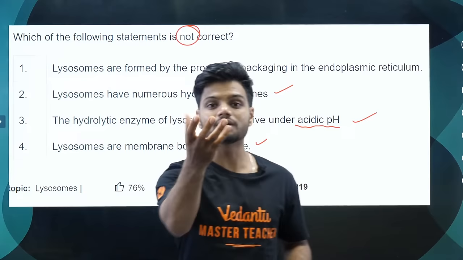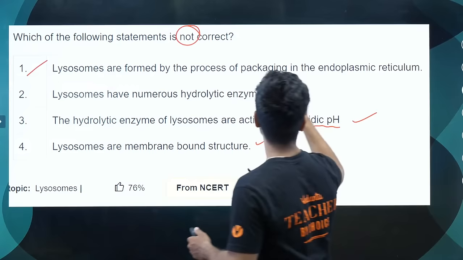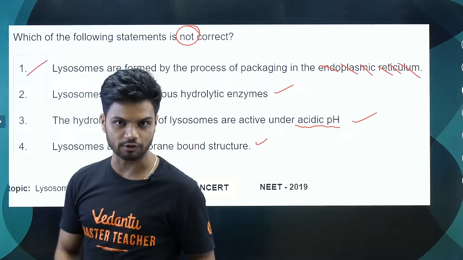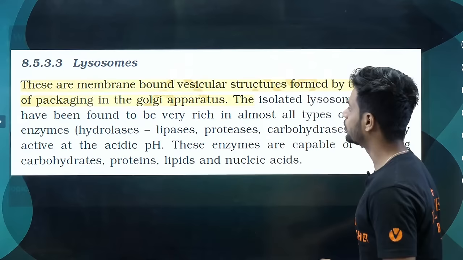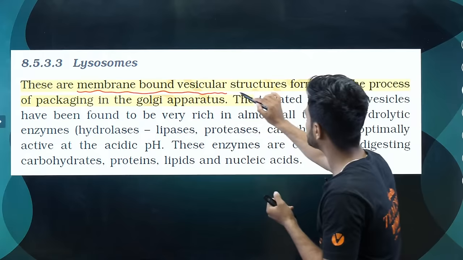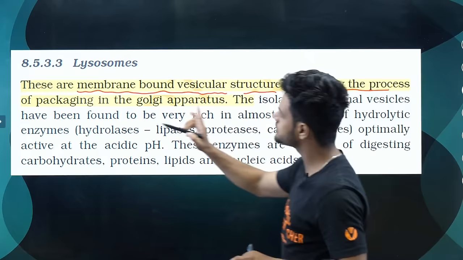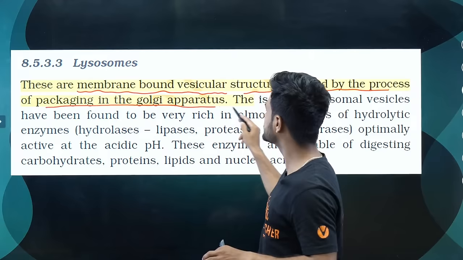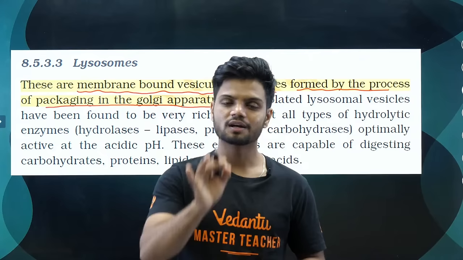Obviously, A: lysosomes are formed by packaging in the endoplasmic reticulum. No, they are not a part of the endoplasmic reticulum. They are derived from the Golgi body. Can you see here? Lysosomes are membrane-bound vesicular structures formed by the process of packaging in the Golgi apparatus. Did you notice? One line of NCERT is a question. Done.